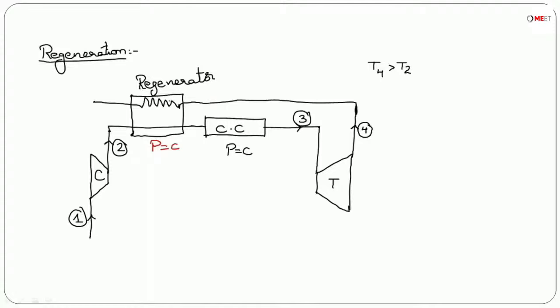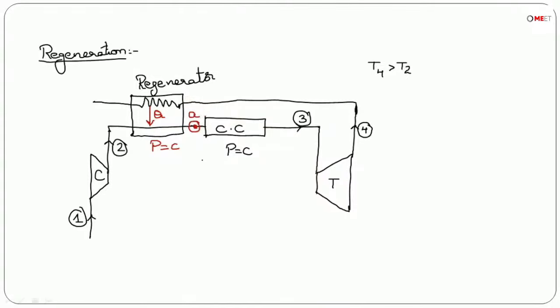from this condition 4, or from the exit of the turbine, the air will be coming out. This air exchanges heat with the air that is leaving the compressor. So here, because of the exchange of heat by the air that is coming out from the turbine, the temperature of air that is entering into the combustion chamber increases.